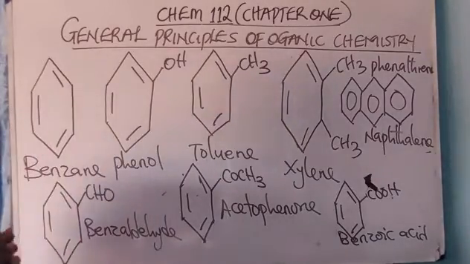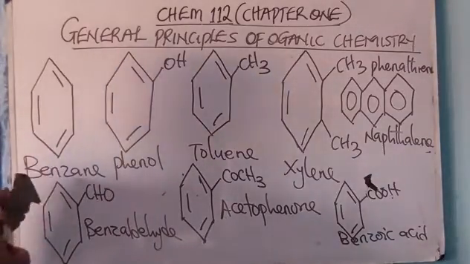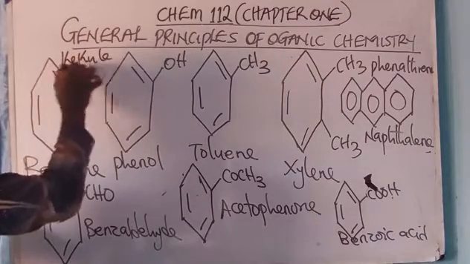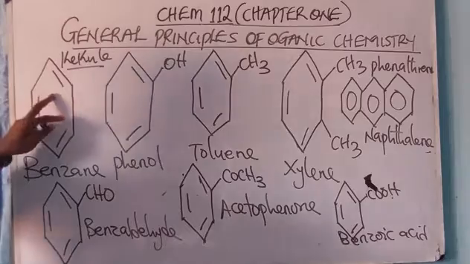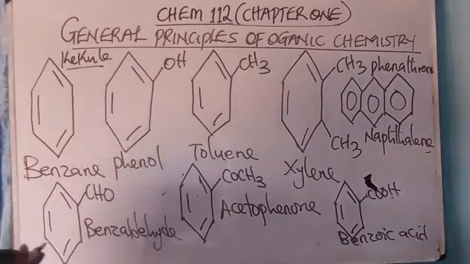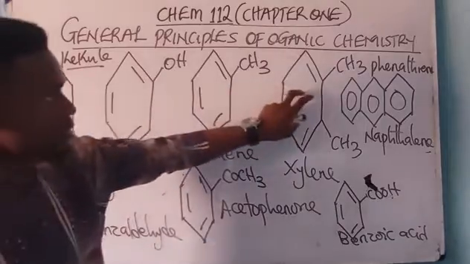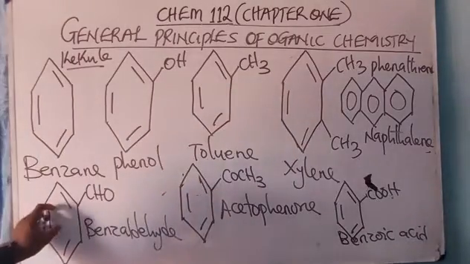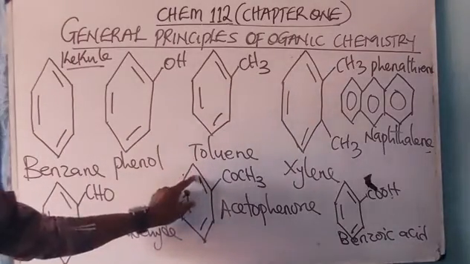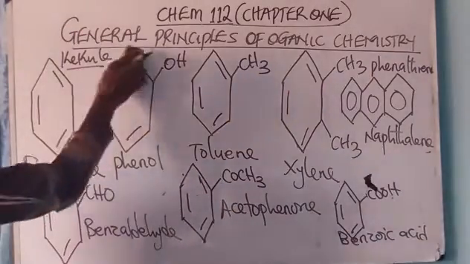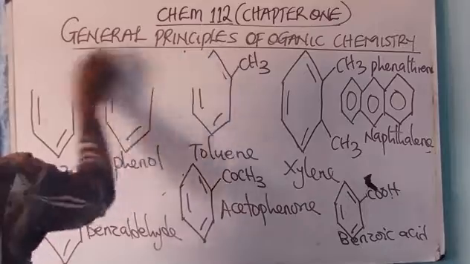Benzene ring. Benzene was discovered by a scientist called Kekulé. Kekulé was the person that discovered what? Benzene ring. Take note of that. So this benzene, phenol, toluene, xylene, and benzaldehyde, acetophenone. Then you now have what? The benzoic acid. So let's take it. The next one is going to be homologous series.